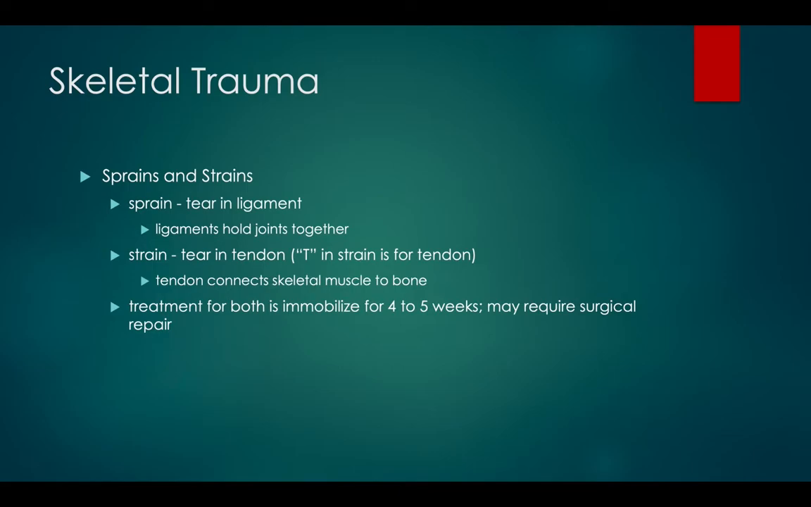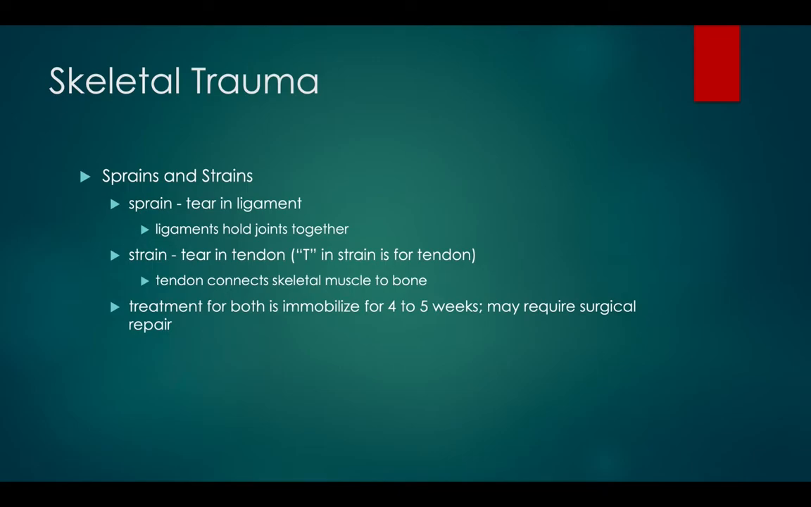Sprains and strains. Sprains are tears in ligaments, and strains are tears in tendons. So a good little mnemonic to remember this is strain has a T in it. T is for tendon. Tendons connect the skeletal muscles to the bone. And sprains, they do not have a T in it. So those would be the ligaments. Unfortunately, there's not an L in sprain. Otherwise, that'd really make this mnemonic work a lot better, but you kind of get the gist.